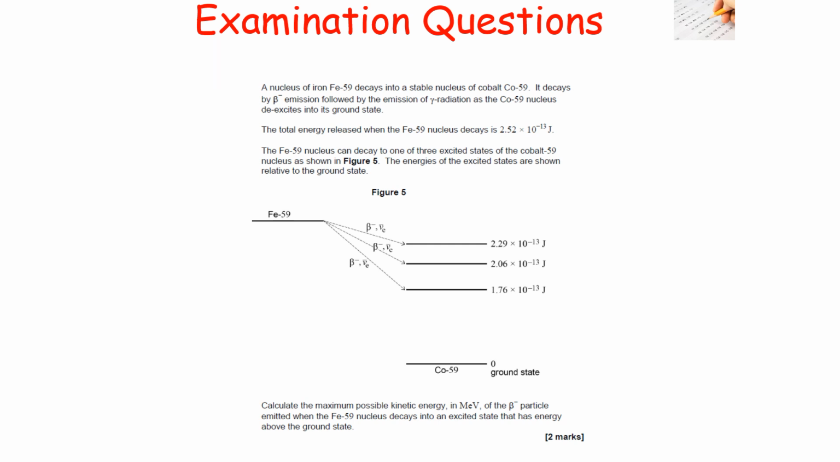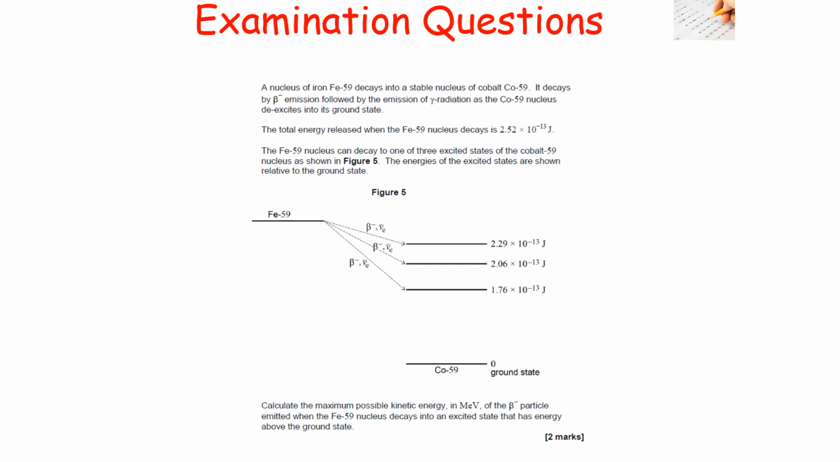Right, so how would you answer this particular question? You'll note straight away that the total energy released is 2.52 times 10 to the minus 13 joules. You are given that in the question. You also note that you've got a value for what it will go to by beta minus into an excited state that has the energy above the ground state. If you look on your diagram, the ground state is 0, so the energy above the ground state is going to be 1.76 times 10 to the minus 13.